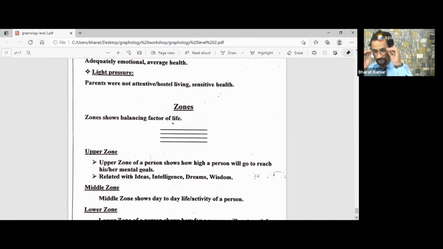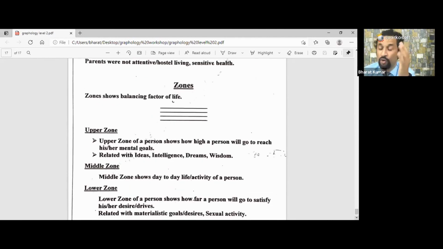Now zones. Zones show balancing in life. So in the next workshop, we will study pressure and zones. What about zones? Suppose you are having a 4-line English notebook for kids. Have you noticed? Many people write between the 2 upper lines. Many people write between the 2 lower lines. Few write between the middle 2 lines. Few upper 2 and few lower 2.